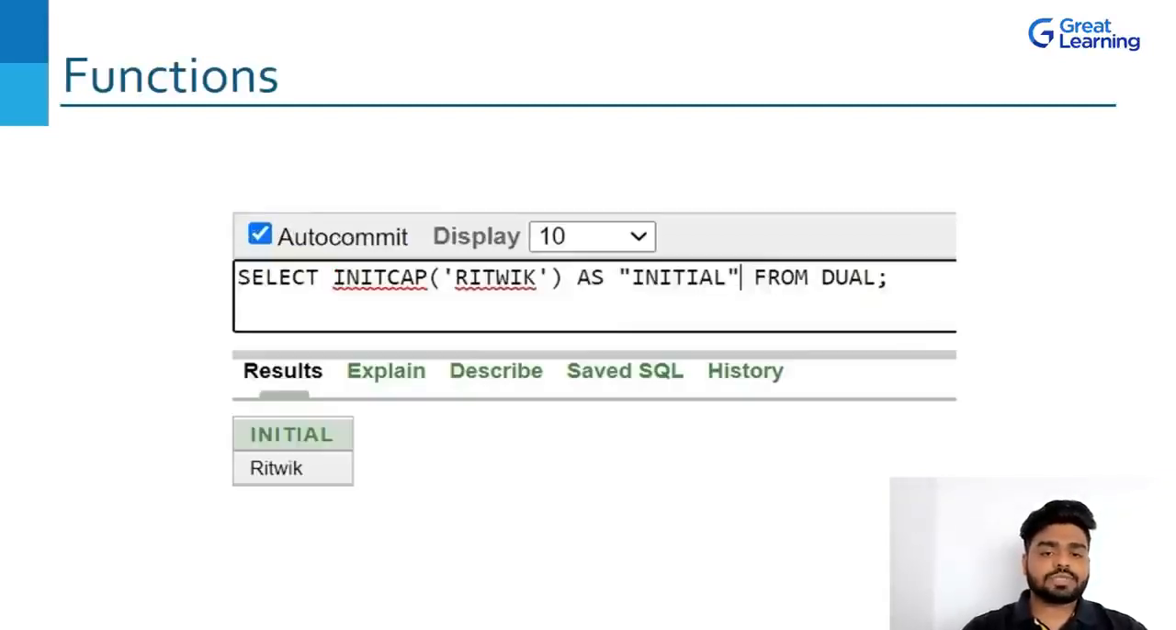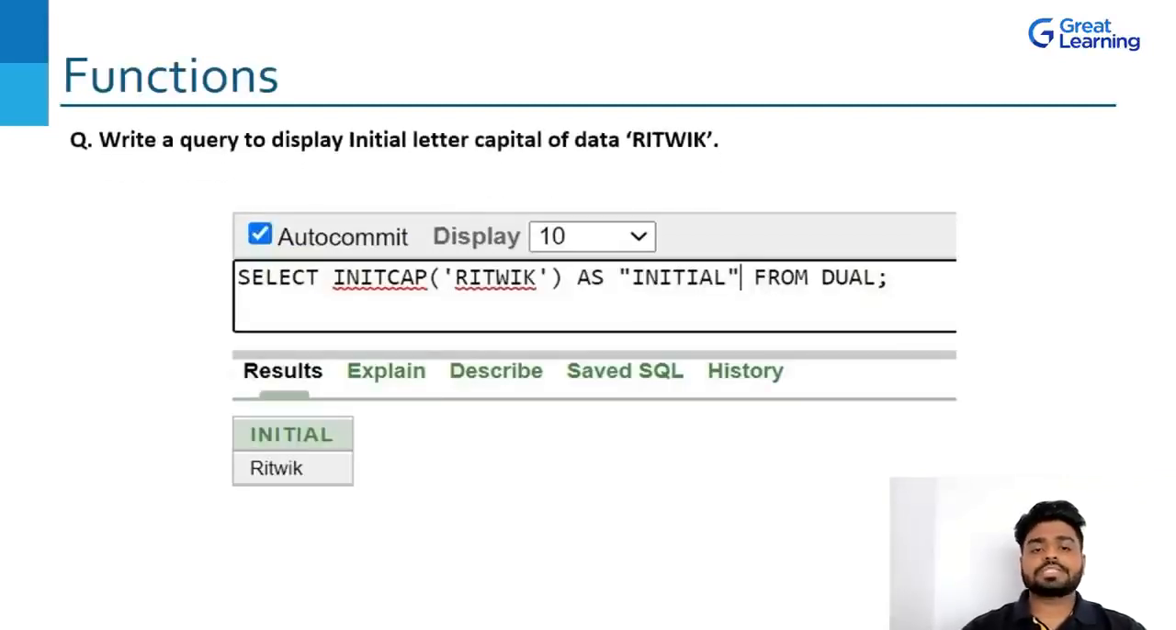Let's move to the next one: write a query to display the initial letter capital of the data Ritvik. I have the data Ritvik, and I want it written in such a manner that only the first letter is capital. So we will use INITCAP, which is initial capitalize. This function will present me the output in which the first letter is capital. AS is nothing but an alias, because I want the column name to be initial. I have used the dual table here.